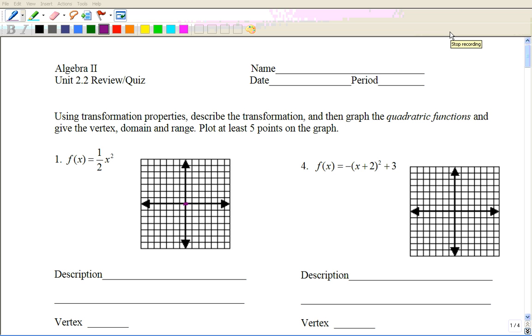Hi everyone, as promised, here's the Unit 2.2 review quiz being worked out. Use transformation properties, describe the transformation, and then graph the quadratic functions and give the vertex, domain, and range. Plot at least 5 points on the graph, or as many that will fit.